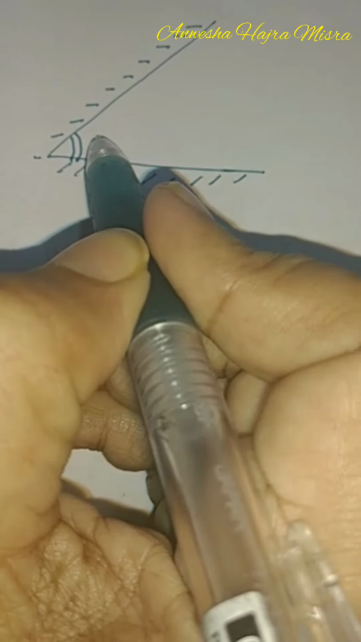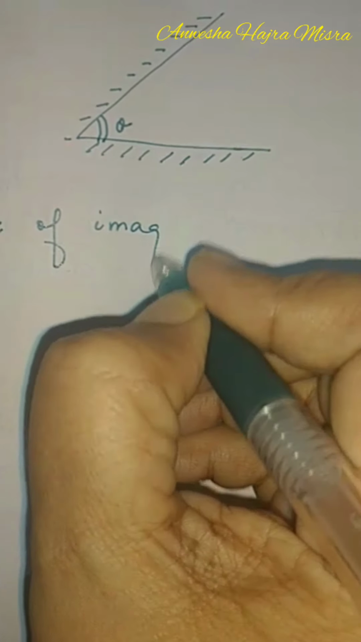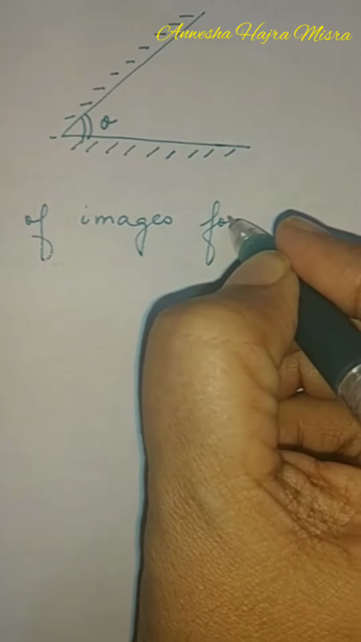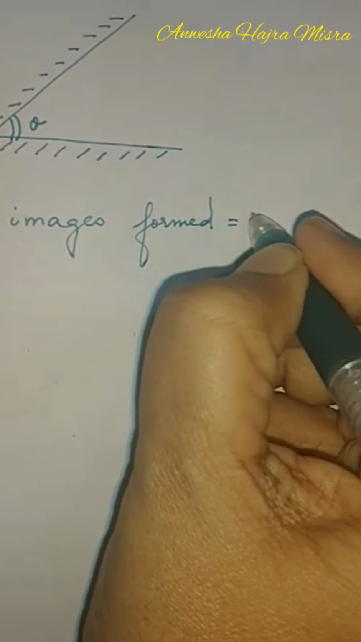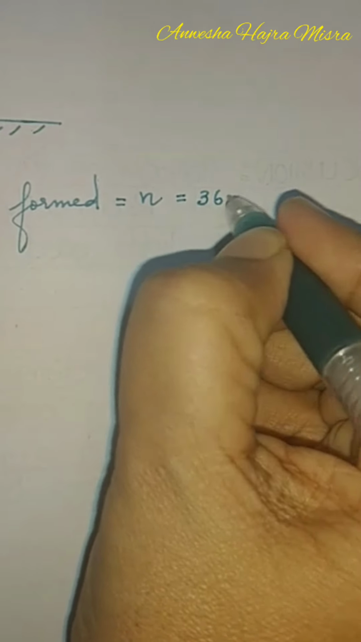Now children, let us study the images formed in a pair of mirrors. You have two mirrors, right? Now consider you have two mirrors, and the angle between the two mirrors is an angle theta. Number of images formed, let this be n. The formula for this is 360 degree by theta.